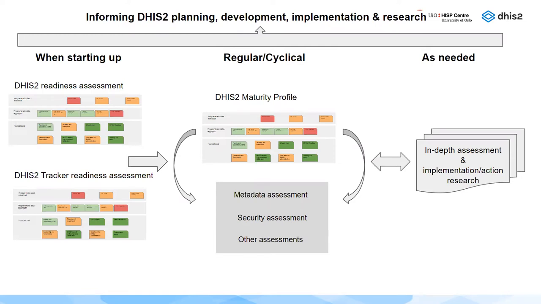And then this maturity profile that we're talking about here today is a bit of a cyclical thing that you can do regularly, maybe once a year, once every second year, etc. And it can inform other types of maybe point applications or closer looks at security, and then there are special tools for that, or diving deeper into the quality of the metadata, etc. And then, of course, we have the more in-depth research, and it informs each other, and it informs planning, developments and implementation.